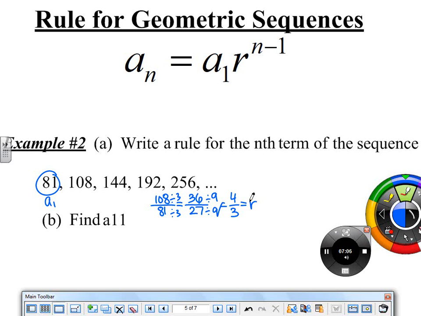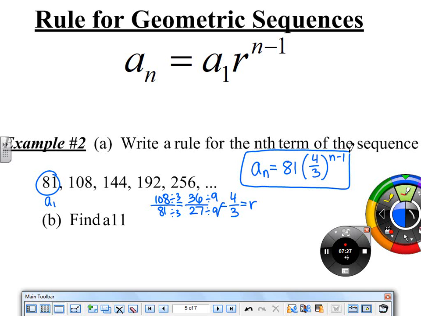So to write my rule, I have my nth term is equal to my first term, which I identified as 81, times the ratio, which is 4 over 3, to the power of n minus 1. So now somebody could go find any term in this sequence by plugging in the n value that they wanted. Like if they want the 10th term, they'll plug in 10.